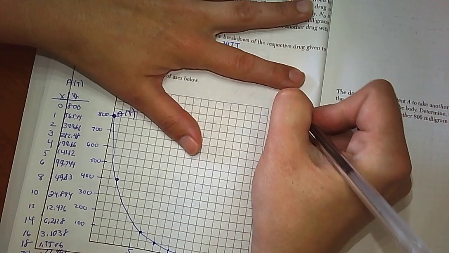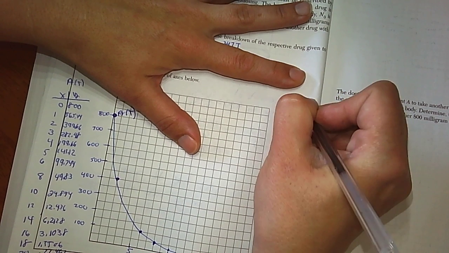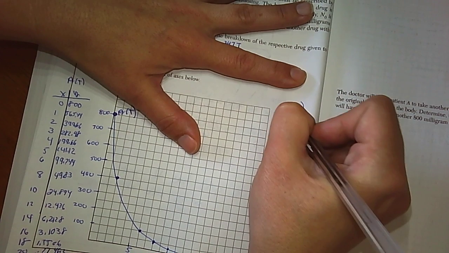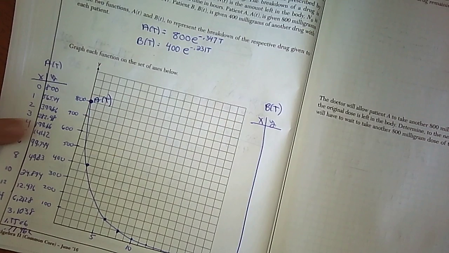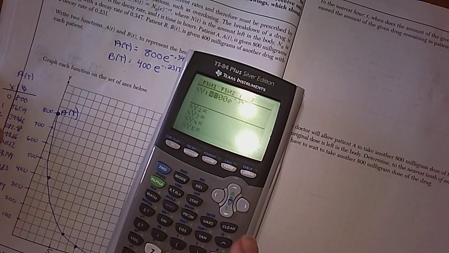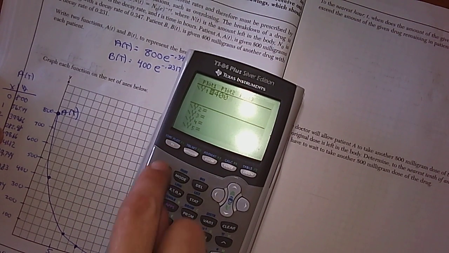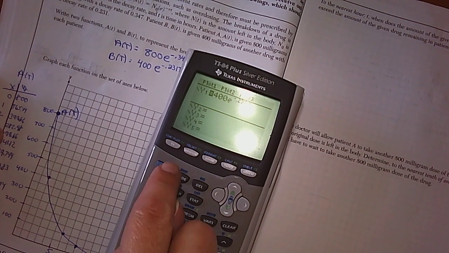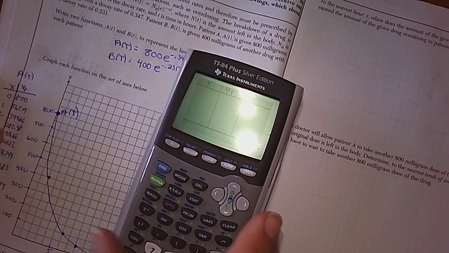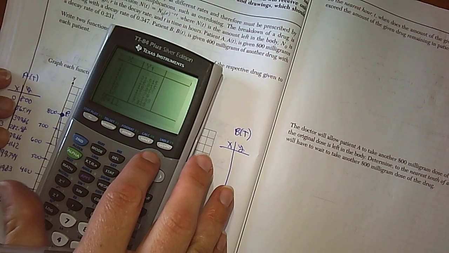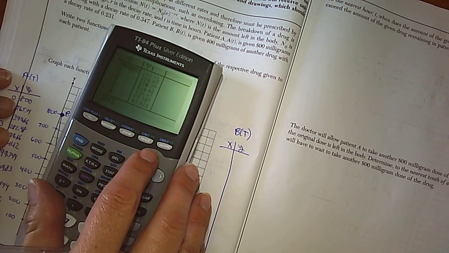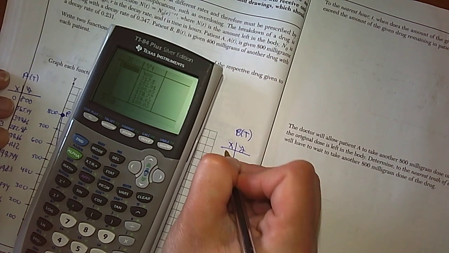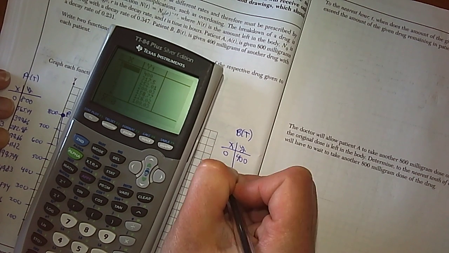All right, now we're going to go to our calculators and we'll make an XY chart for B of t. And I'm just going to do every other one like I did last time. So here we go. Y equals, I'm going to clear that out, 400 times e to the negative 0.231x. Go to the table. And I'm just going to go back to 0. Okay, so 0 is 400. I'm just going to do every other one.